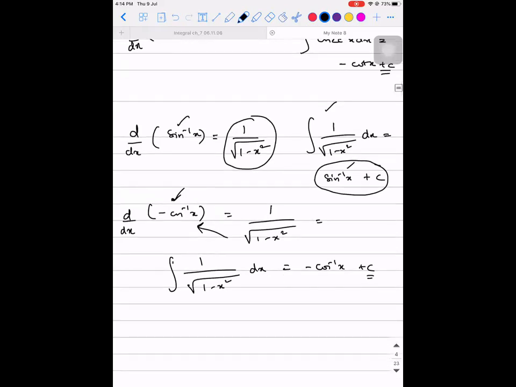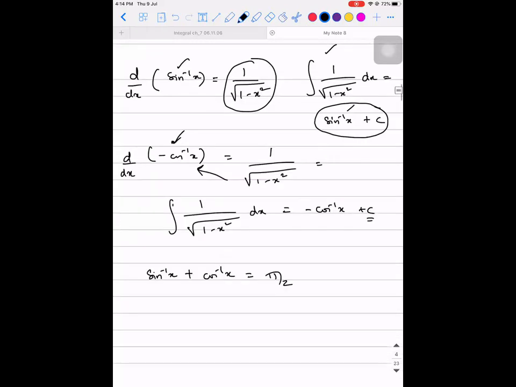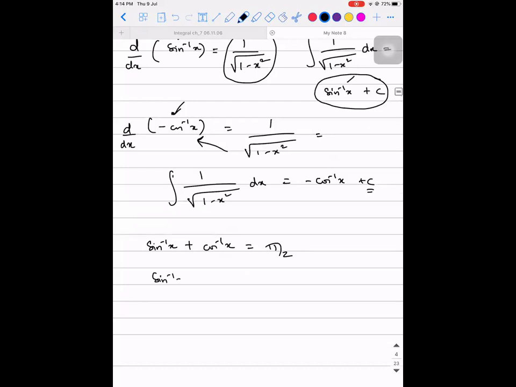But one relation that I know is the property between sine inverse x and cos inverse x. What is this? Pi by 2. So, sine inverse x, I can write it as pi by 2 minus cos inverse x. Can I write it like this?